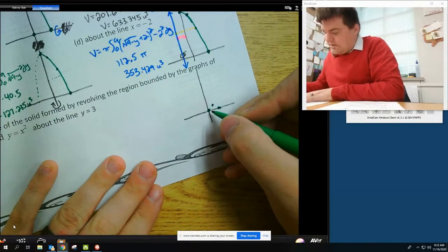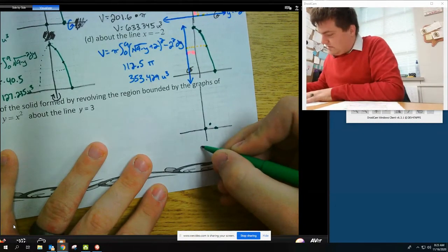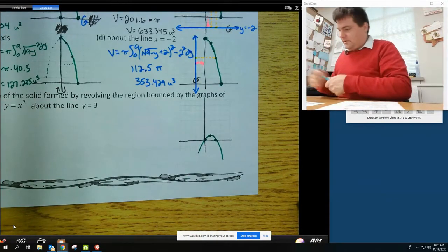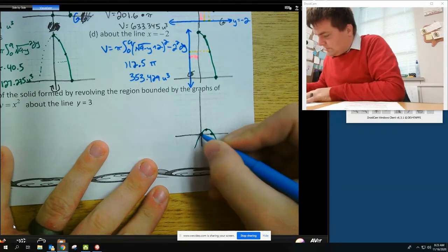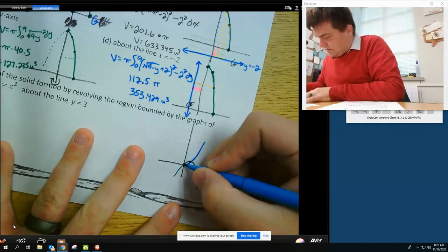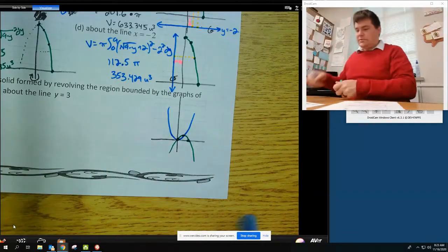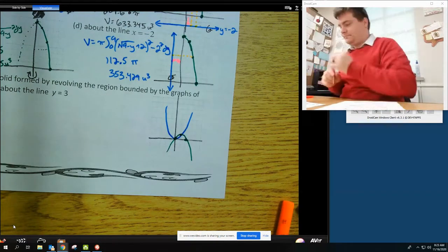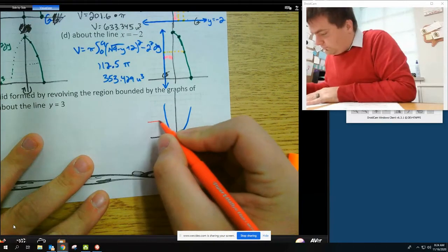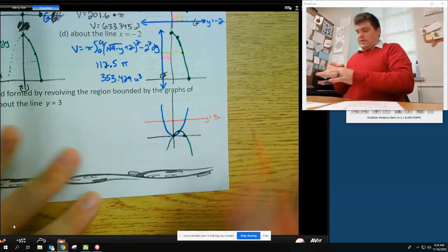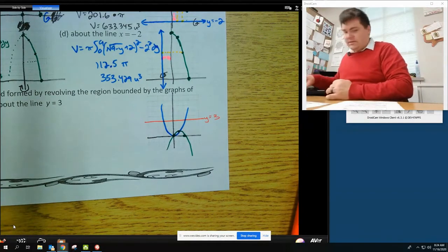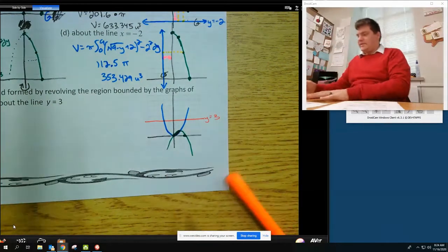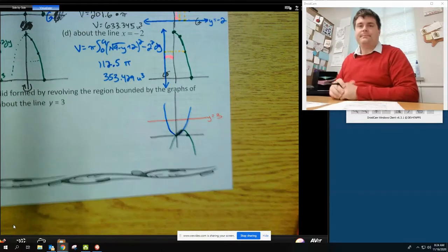So this is my green. And then my blue is going to be x squared. So it's going to look something like this. And this is going about the line y equals 3, which I will do in red. So I'm going to take this little tiny guy, I'll shade him in black, and I'm going to rotate it around the red.